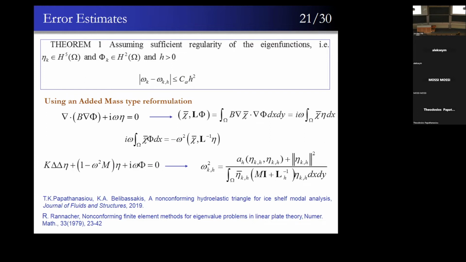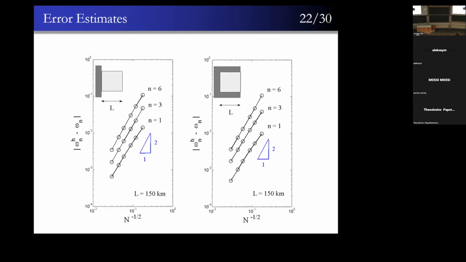This error estimate can be easily derived using an added mass type reformulation of the problem, which recasts the analysis to a non-conforming plate with an extra mass because of the effect of the water underneath, and then follows the analysis of Rannacher for non-conforming plate elements. And the results are verified in several examples, so the convergence rate is verified explicitly.